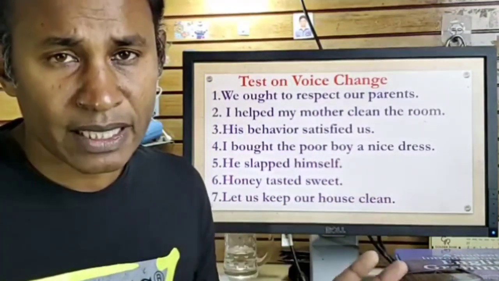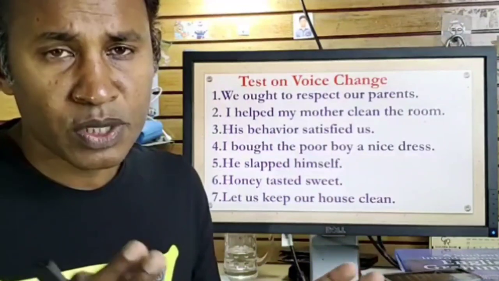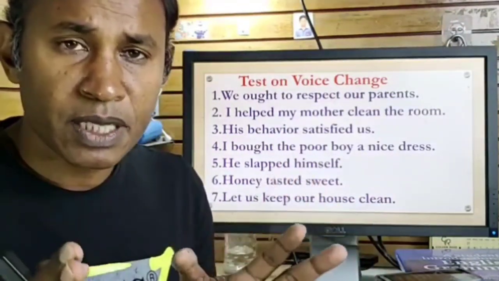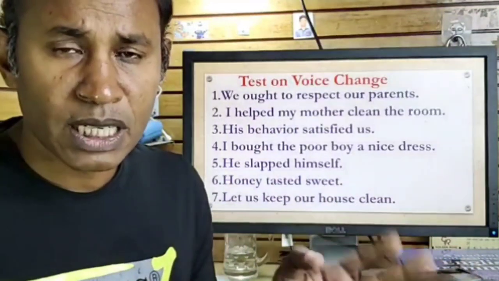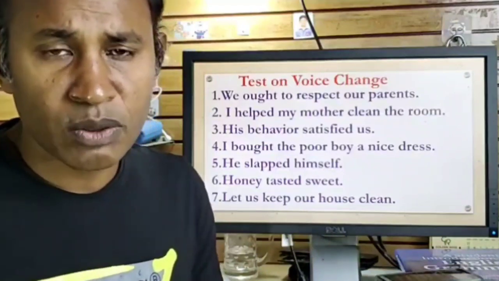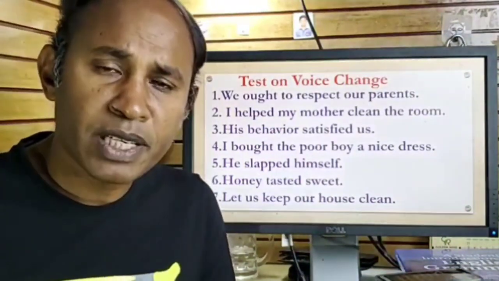If you see there is an object, so you have to use let to make it passive. Let, object, be, and the third form of the verb. But if your imperative sentence starts with please or kindly, then you have to use you are requested to make it passive.